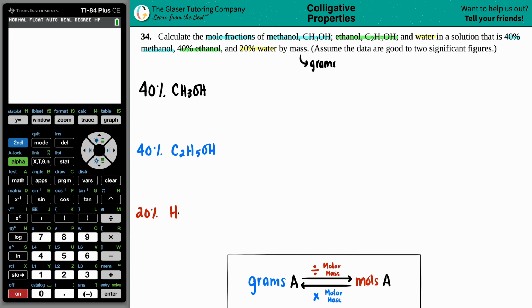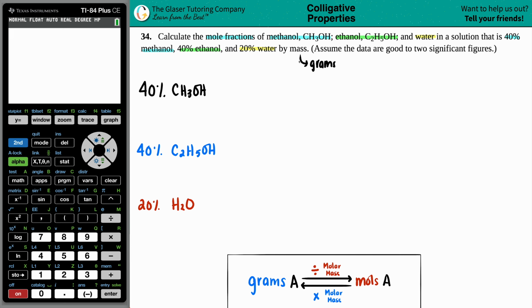If they always give you percents, just make sure that there are no hidden percentages. Remember that the total percentage always should equal 100%. So 40 plus 40 is 80, plus 20 is 100. So no hidden percents here. Now we're ready to start the problem.